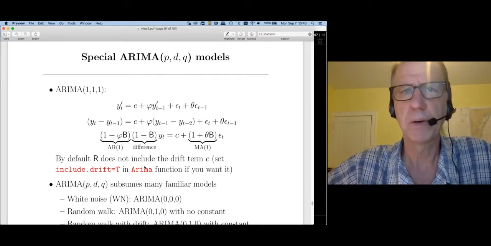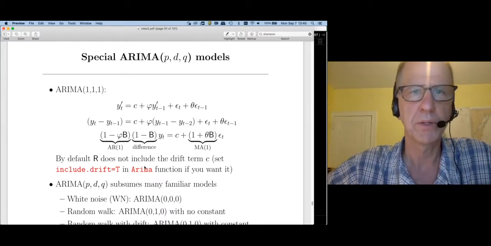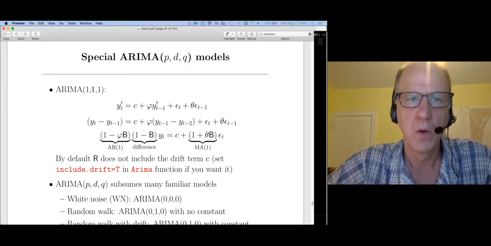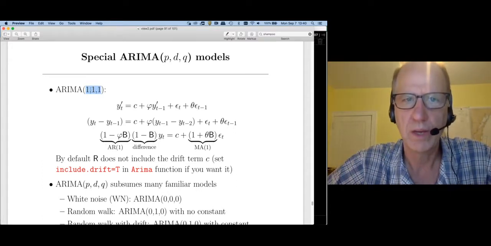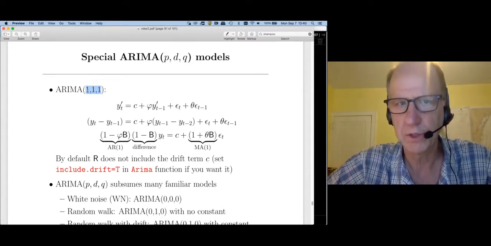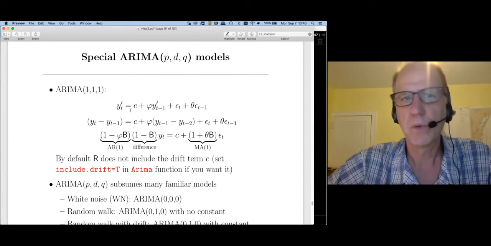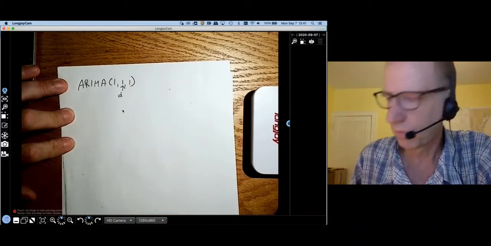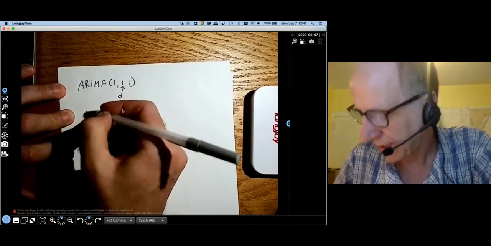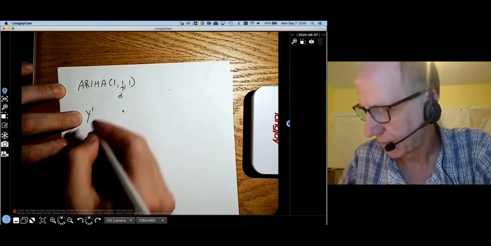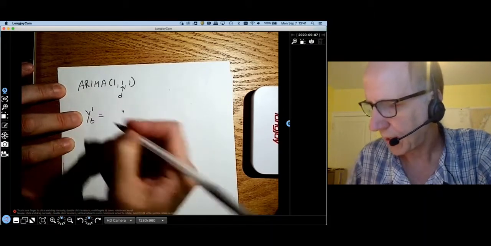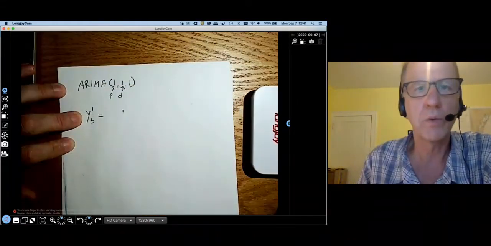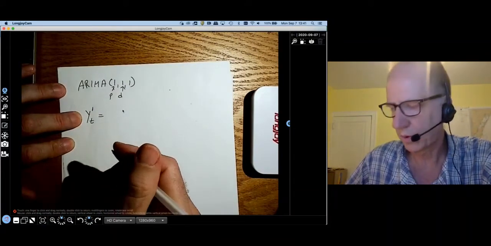Now let's talk about a few special ARIMA models. The first one that I want to talk about is the ARIMA(1,1,1) model. We're going to take one difference. We'll have one autoregressive coefficient and one moving average coefficient. Let's go write this out. This is the number of differences, which we call d. So this is saying y prime sub t is equal to, now this term is the number of autoregressive coefficients that we want to include.